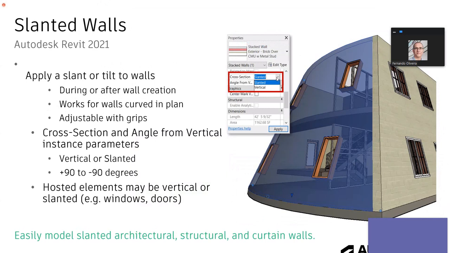So it means that we can create a wall and say it's slanted, or later we can change the property and say it's slanted. Once it's slanted, we can define the angles, the cross-section angles, from vertical to instance perimeters, vertical slanted, and so on. And the host elements may be vertical or slanted. So theoretically, I'll put doors vertical, but openings can be slanted, makes no problem, and they're going to react. Windows can be slanted because they make more sense.